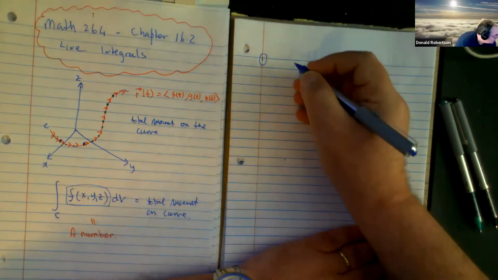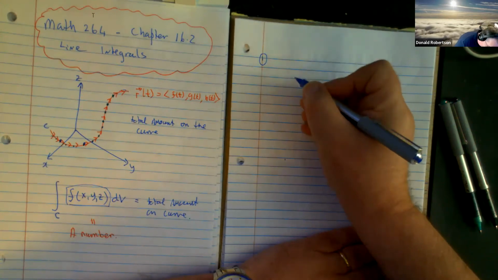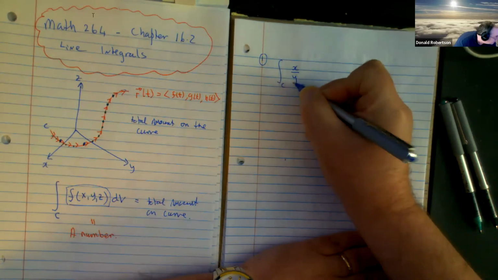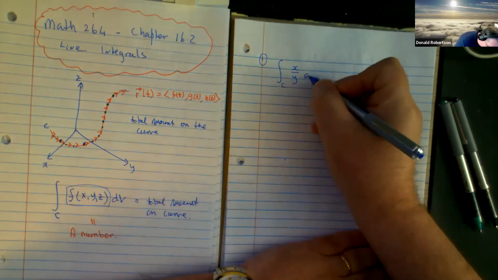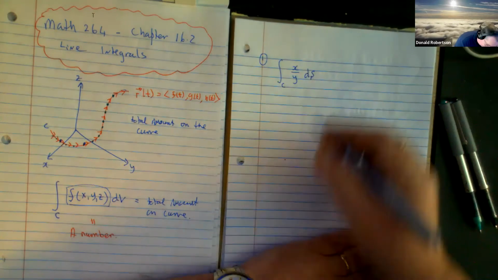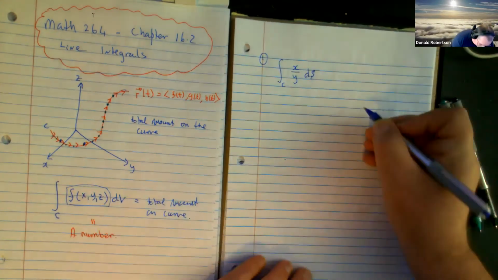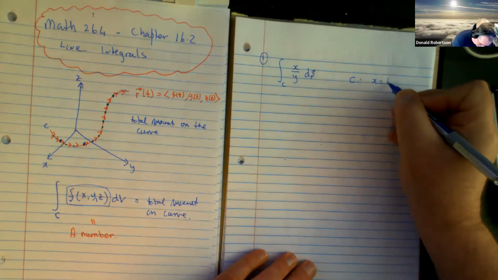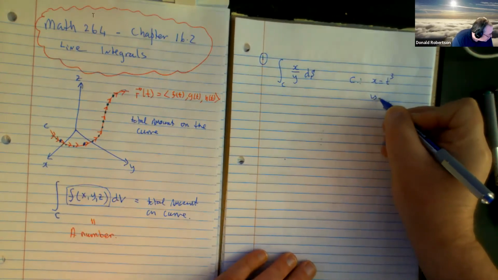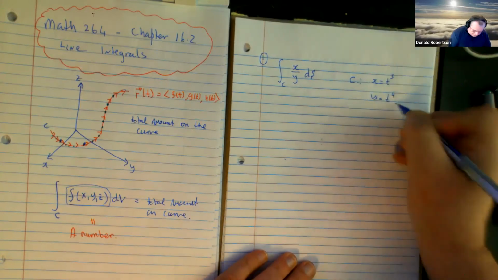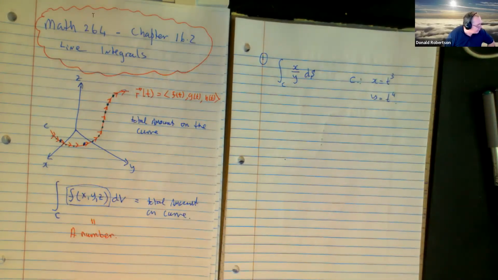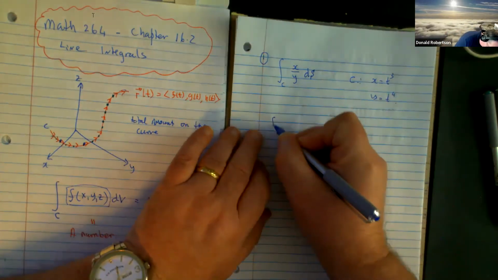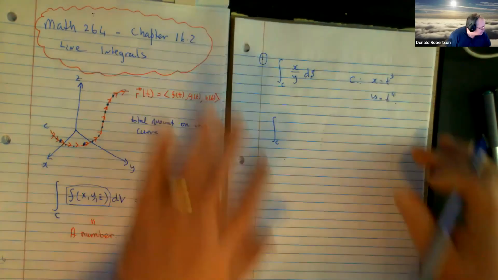So, question 1 asks us to evaluate this line integral. So it's this guy. In this case, it's x over y. They're using ds, that's fine. And we're told what C is. As a parametric curve, x is t cubed, and y is t to the 4. Right? So all we need to do now is use a formula that allows us to take this and turn it into something that we can use.